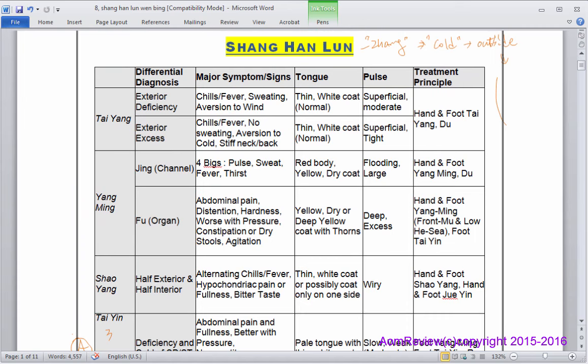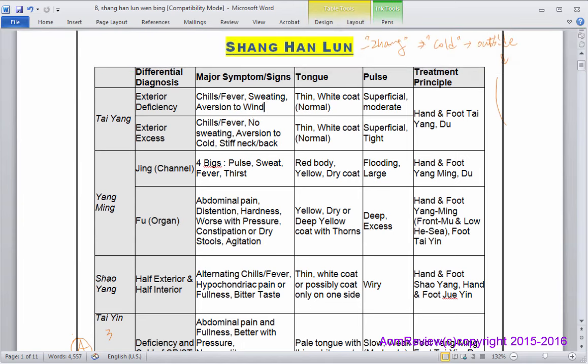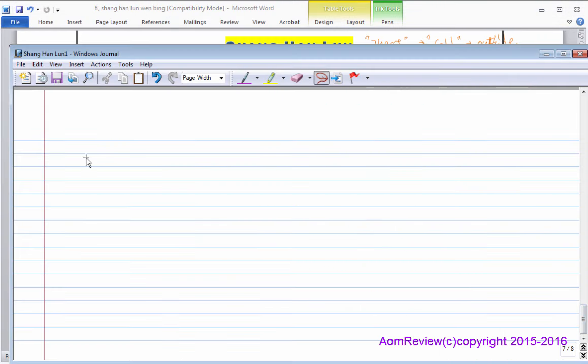When you see the Taiyang condition, there's an exterior deficiency with the Guizhi Tang sign and fever, and here's the sweating, right? The key sign and symptom is sweating. And also here's no sweat, right? That is a keyword. We can summarize all of this condition again.